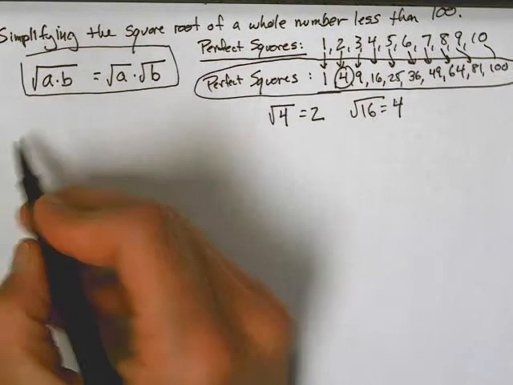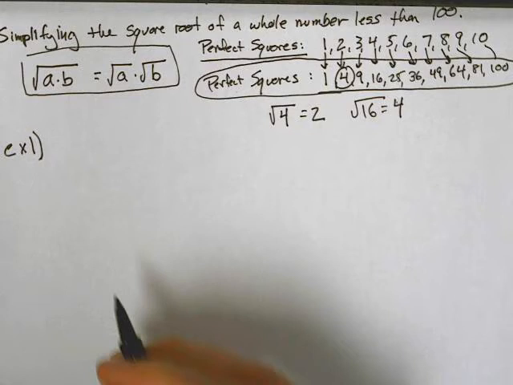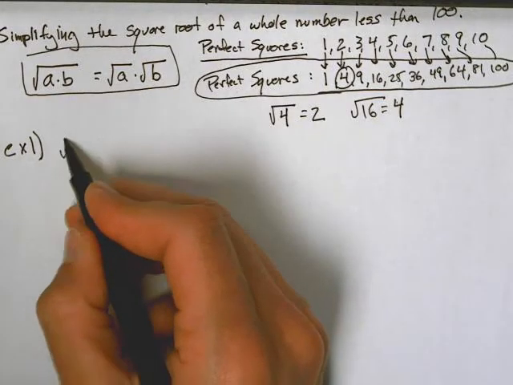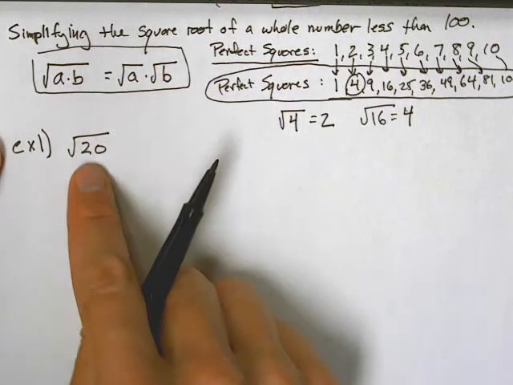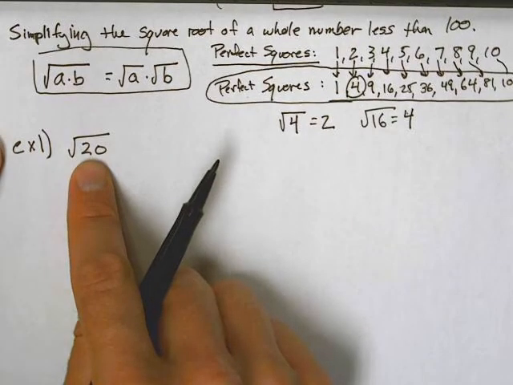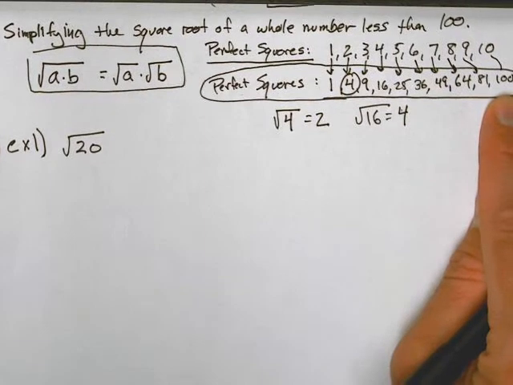Let's show you an example. I'm going to show you 3 examples. Example 1. If I gave you the square root of 20, the name of the game is this. If you have a number that you can't square root, like 20 is not one of these nice numbers I could just square root. It's not a perfect square.